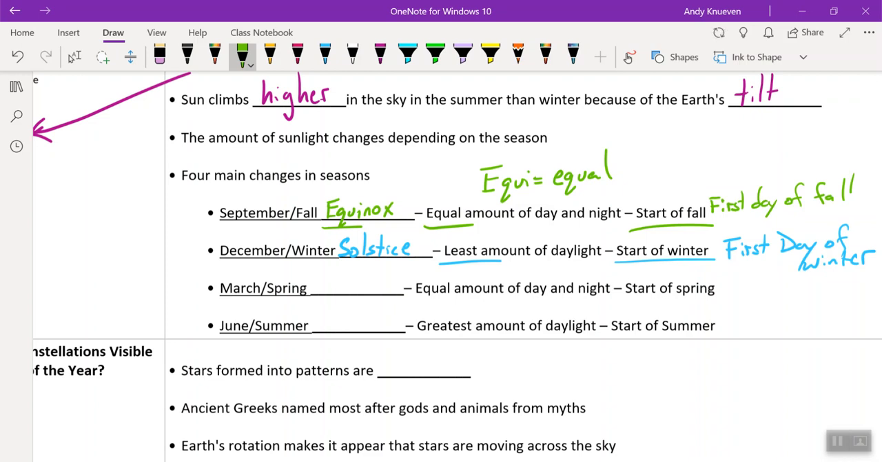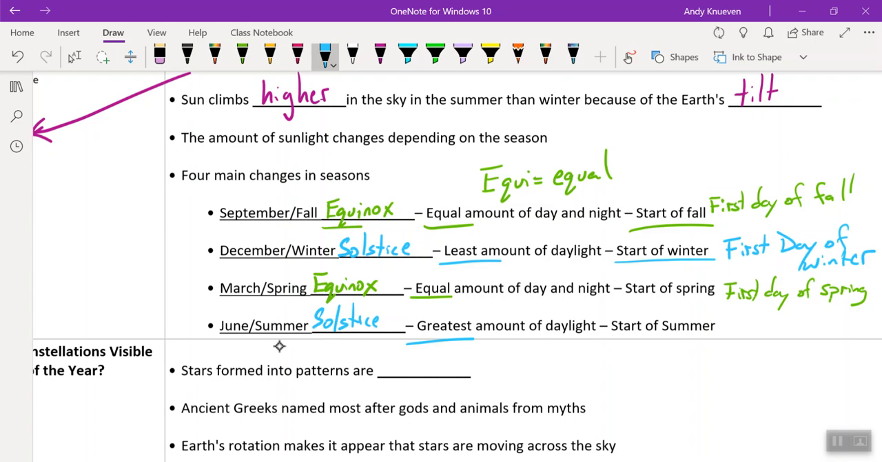So if we have an equinox, and then we have a solstice, then we have to have an equal amount on the opposite side of our revolution around the sun. So that's where we get our March or spring equinox. And again, equi, equal amount. And this, again, is the first day of spring. And then we have our June or summer solstice. And that's the greatest amount.